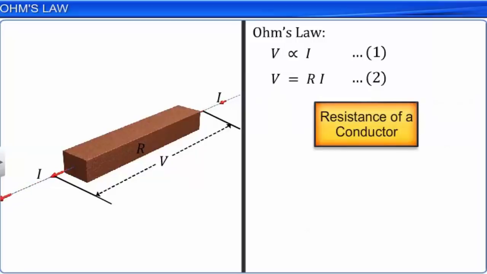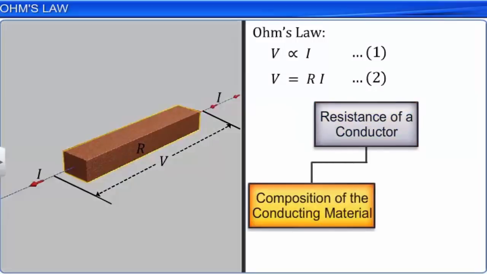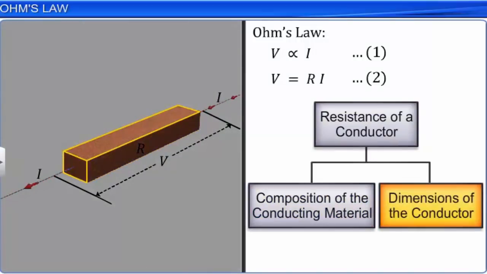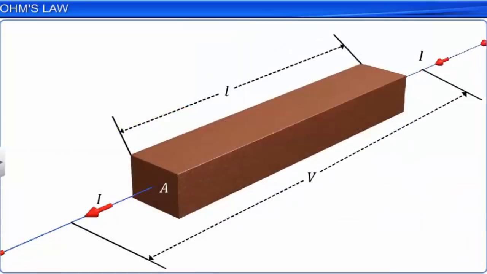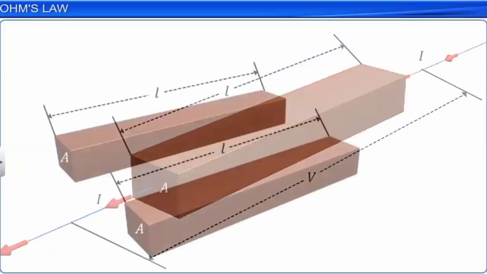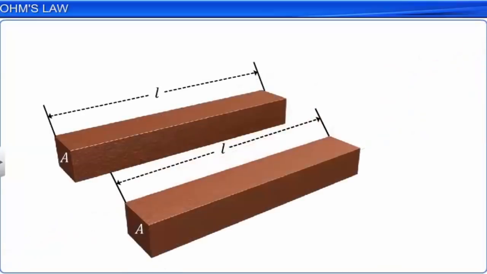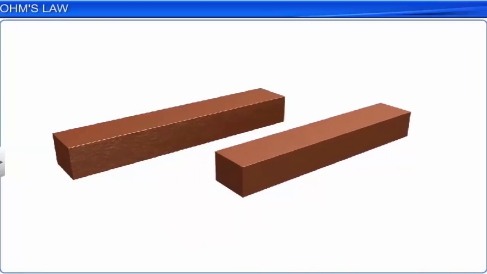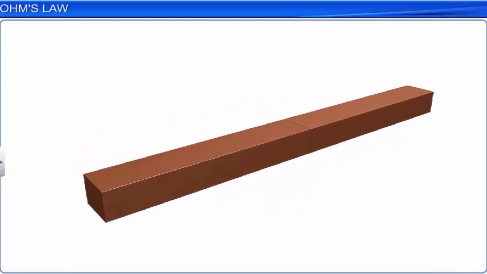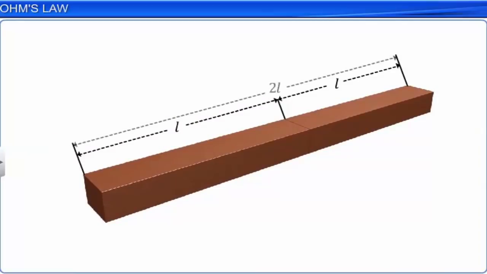The resistance R of a conductor depends on the composition of the conducting material and the dimensions of the conductor. To understand how the dimensions of a conductor affect its resistance, let us conduct two simple activities. Let's take two identical conductors of length L and cross-sectional area A. Place them side by side such that their ends touch each other, so that the length of the combination is 2L. The current I flowing through this combination is the same as that flowing through the individual conductors.